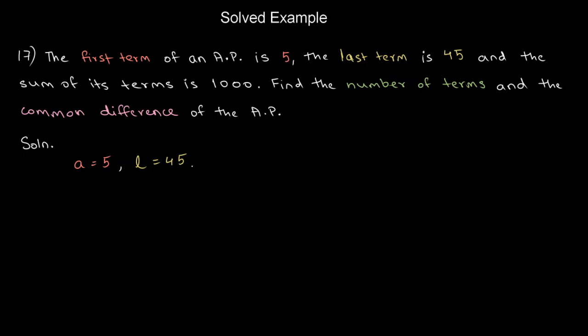Now I don't know how many terms are here, so I'll consider the sum of its terms as the sum of n terms, right? The sum of n terms being 1000. We want to find the number of terms. Basically what we need to do is find the value of n first, and then we want to also find the common difference.